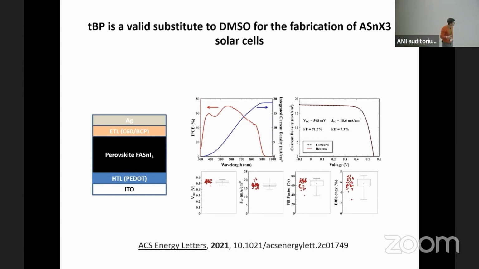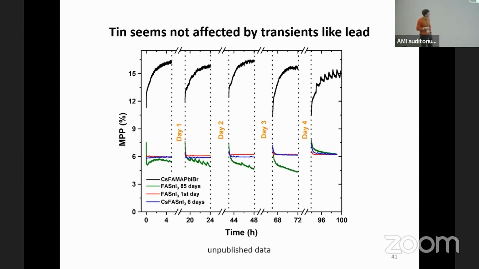What is really interesting, and I'm going to conclude my talk with this, is the following. Remember all the transient behavior that we discussed about perovskite? We don't see it in tin perovskite. This was shocking when they showed me this graph for the first time. This is not published yet.